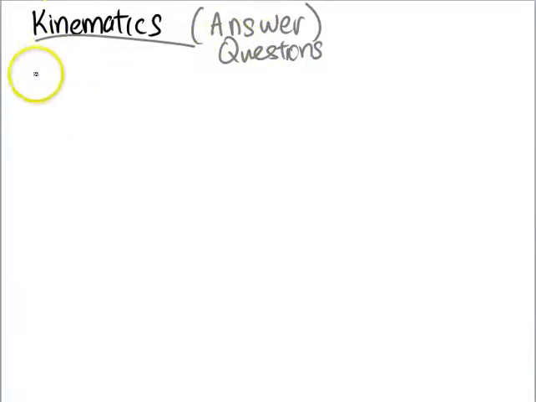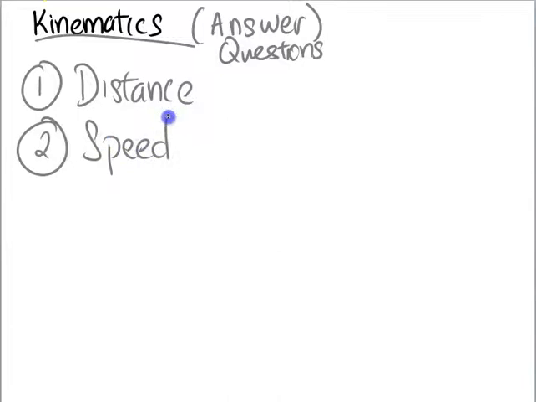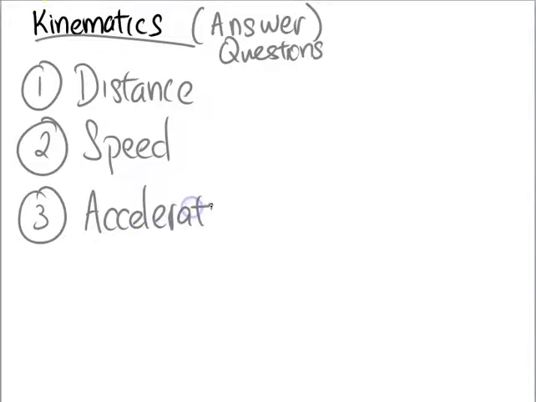In kinematics we are dealing with three things. First one, we are dealing with distance. Most of the questions may ask you to calculate what's the distance traveled. The next one is speed. They're going to ask what is the speed at which the object is traveling. And last one, acceleration. So these three are the key things here.